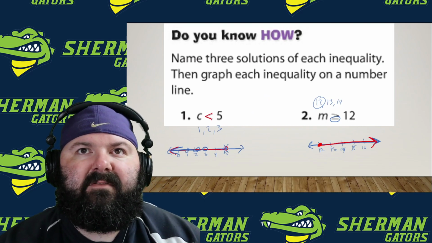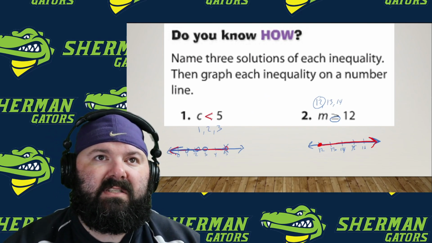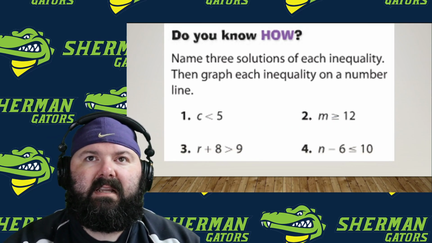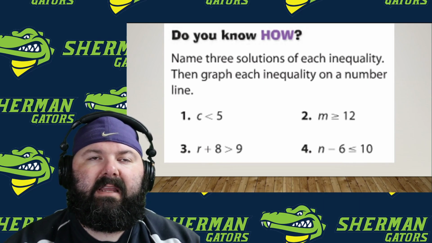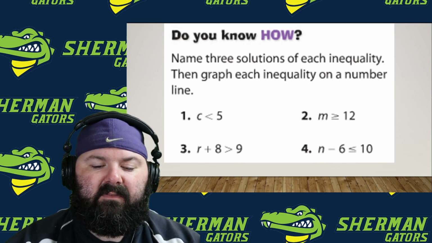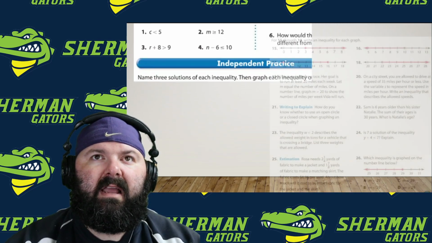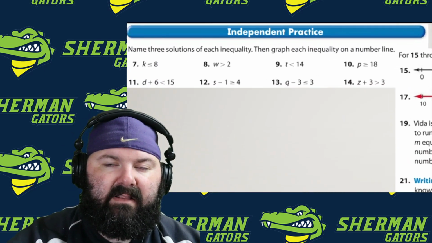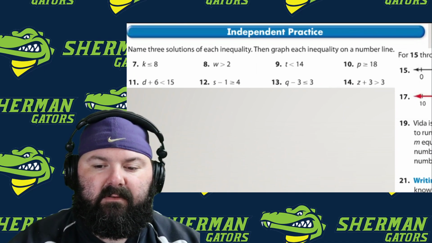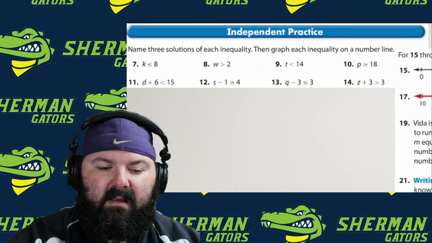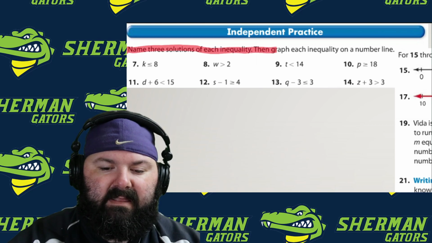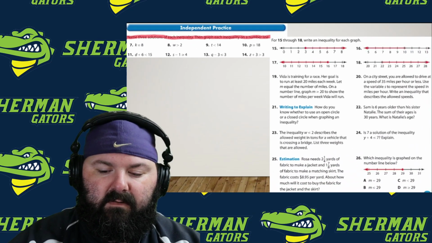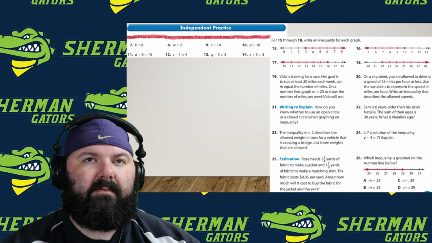So that is that for the teaching part. Remember, you guys are able to watch this multiple times, so please watch it multiple times if you need to. On your assignment for today, you need to finish 3 and 4. I already did 1 and 2 for you, so your job is to finish 3 and 4. And then we are going to start our practice here. On 7 through 14, it is the same that we were just doing, where we are naming 3 solutions of each inequality, then graph each inequality on a number line. And then 15 through 26 is our normal story problems.